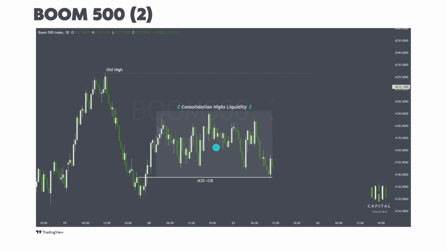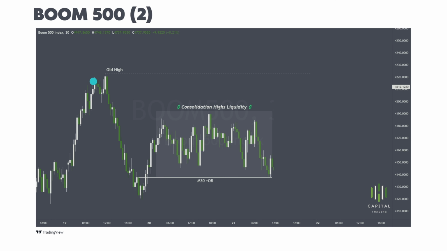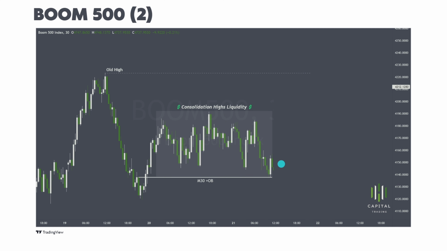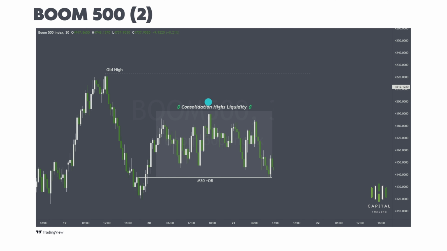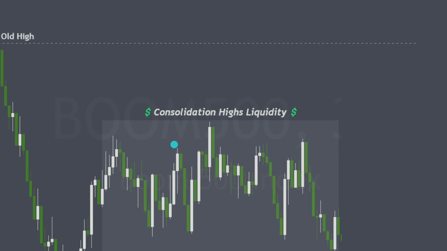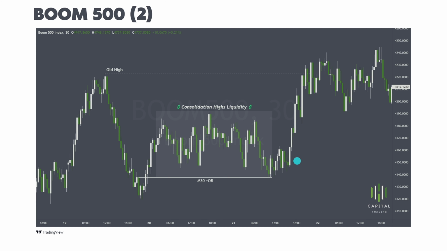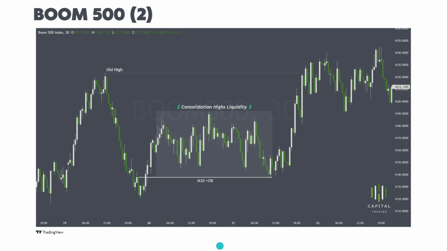The second example, we had price consolidating after dropping. Before it dropped, we had this old high, and then price dropped and formed this consolidation, which now had this last down close candle. So we wanted to see if price is going to reach into this bullish order block and then push to the upside to target our consolidation highs and this old high. So that's what price did. It spiked to the upside and reached into the consolidation highs liquidity, also this old high above here.